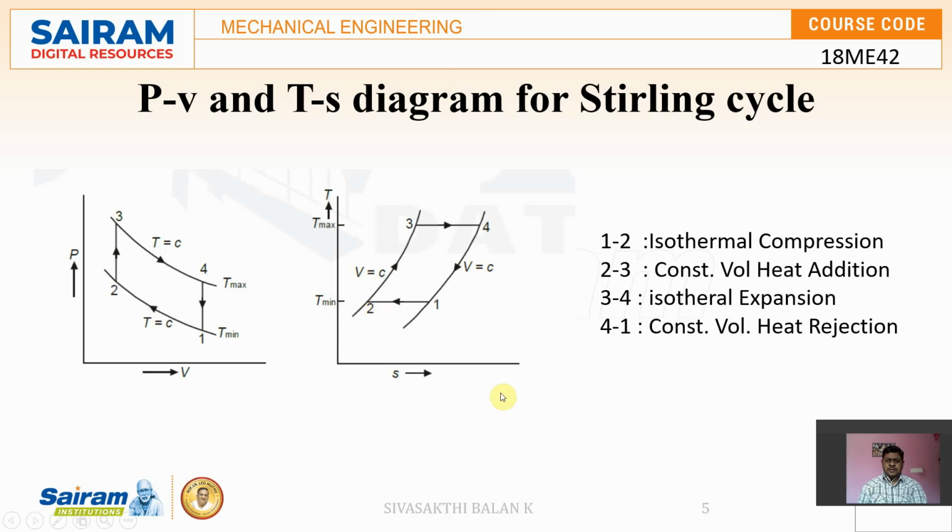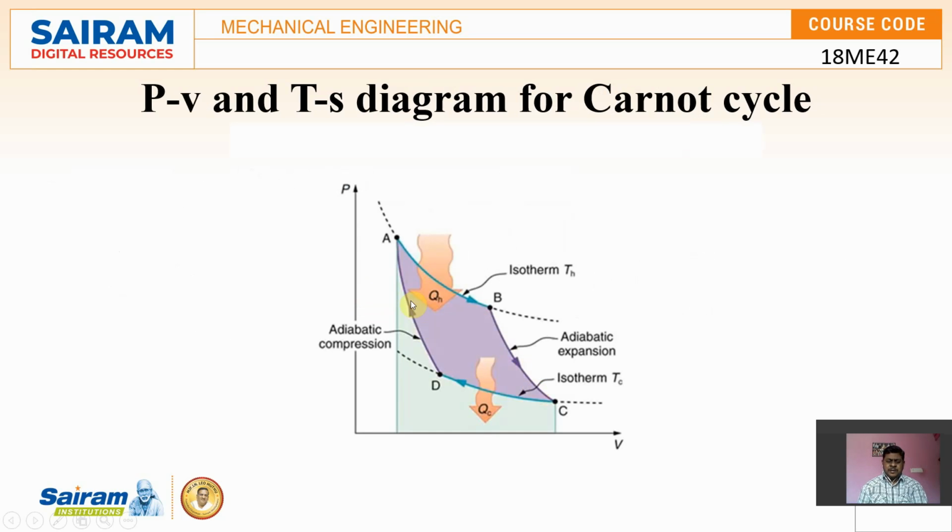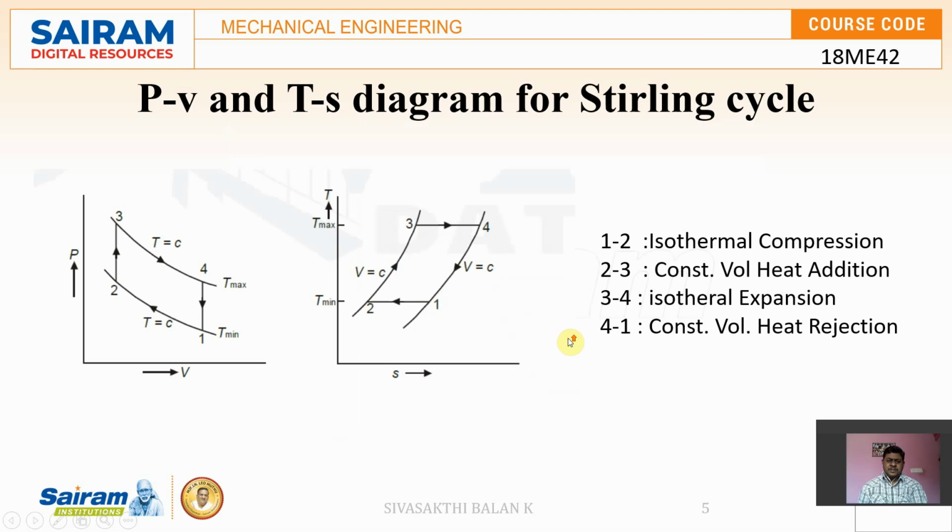This is the main difference compared to the Carnot cycle, or else it is almost similar to the Carnot cycle. When we compare, this is the typical Carnot cycle PV diagram, where compression and expansion take place isentropically and heat addition and heat rejection take place isothermally, whereas in this Stirling cycle, heat addition and heat rejection take place when the volume remains constant, and compression and expansion take place when the temperature remains constant.